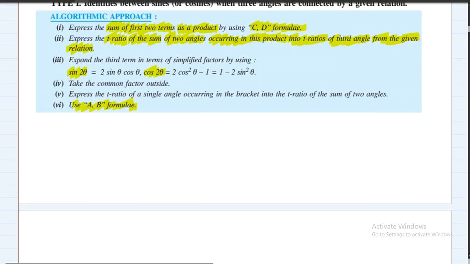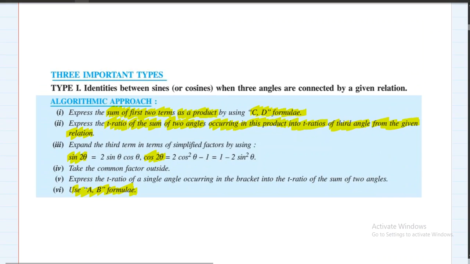So what we face over here is we have certain types of identities between sines and cosines, between cots and tans. When three angles are connected by a given relation, so there will be three angles which will be connected by a given relation in all the cases, and we have to use this relation as a condition to solve these identities. So there is a certain algorithm which we will use here.